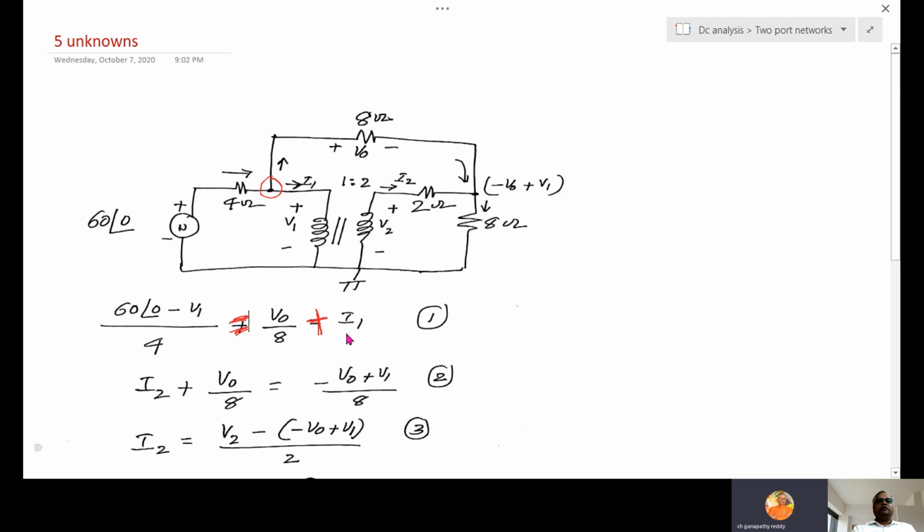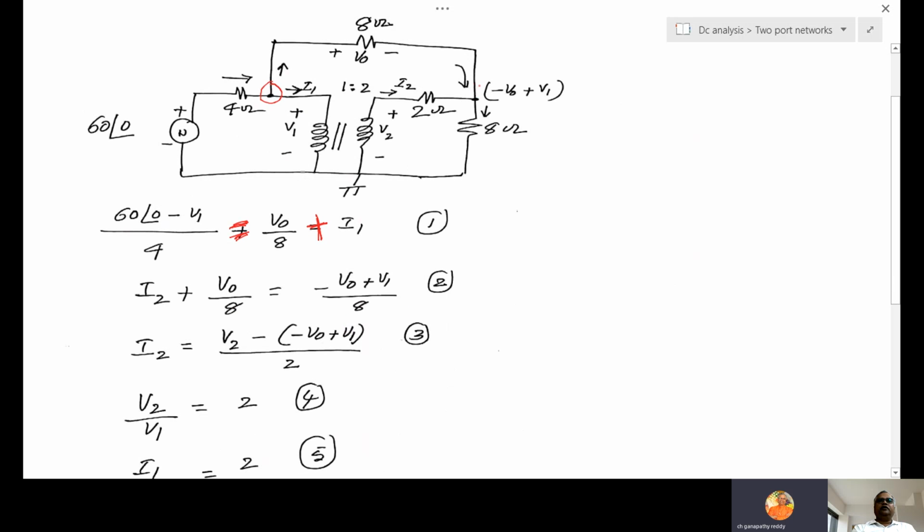That is one equation. The second equation is the nodal equation here. These two are entering, the other one leaving. What is entering? V0 by 8, then I2 entering is equal to minus V0 plus V1 by 8. So what is the voltage here? To know this voltage, start here, go to ground. Minus V0 plus V1 is the voltage at this node. Okay. So minus V0 plus V1 by 8. These two are entering, this is leaving. This is the second equation.